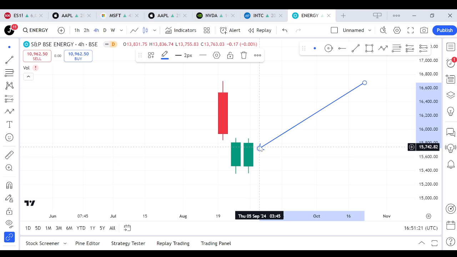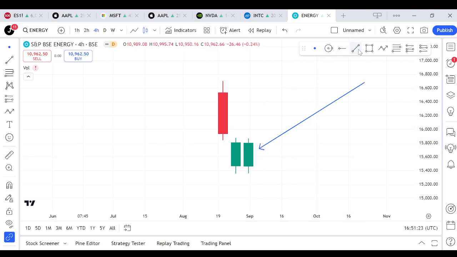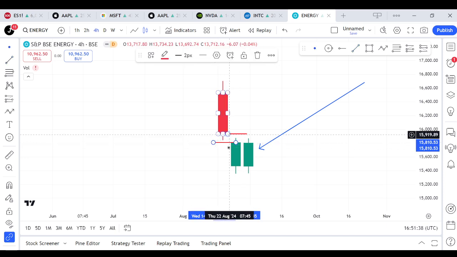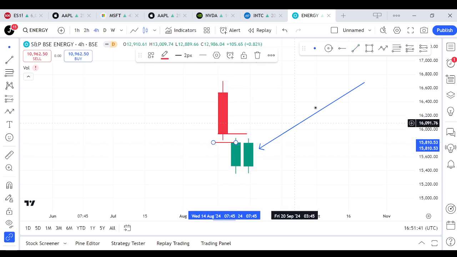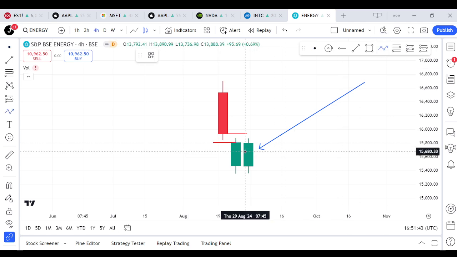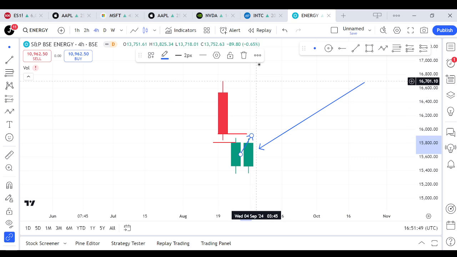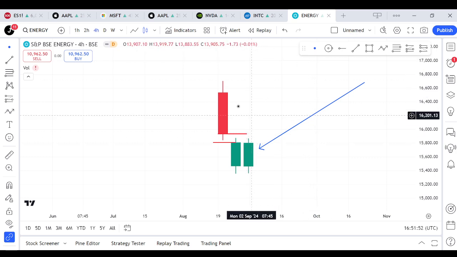So this is it right here. This is the bearish side-by-side white lines candlestick pattern, and this is the gap between the closing price of the first candle and the opening price of the second candle right here. This gap right here is what we are talking about, and the bullish candles shouldn't close this gap.